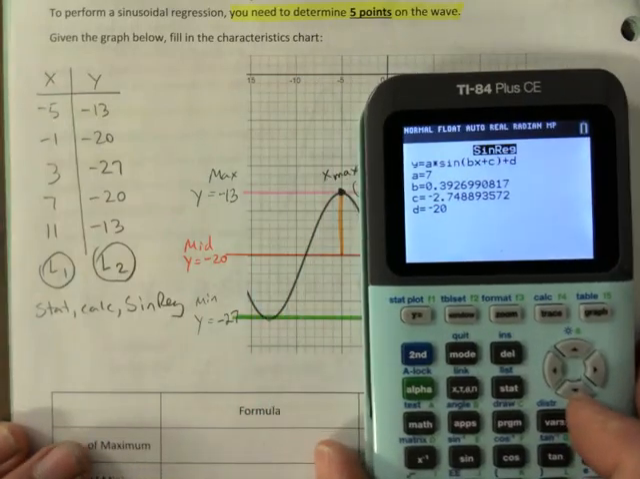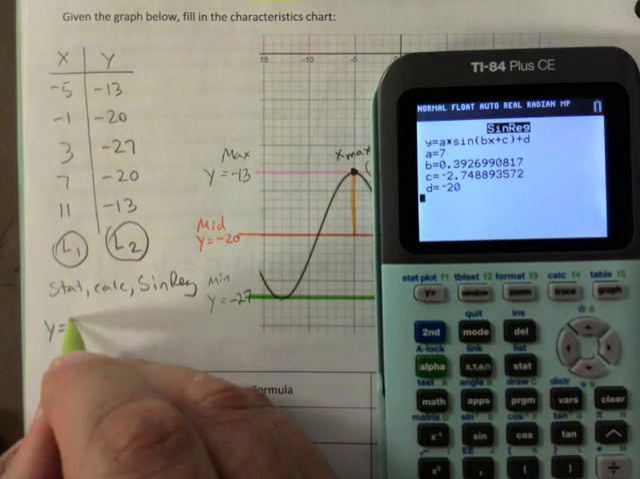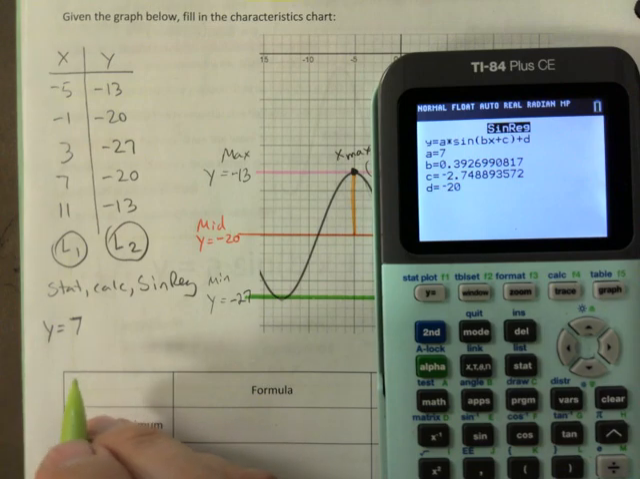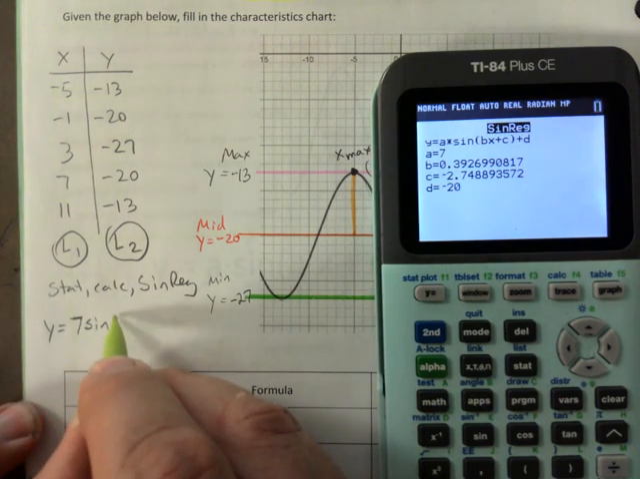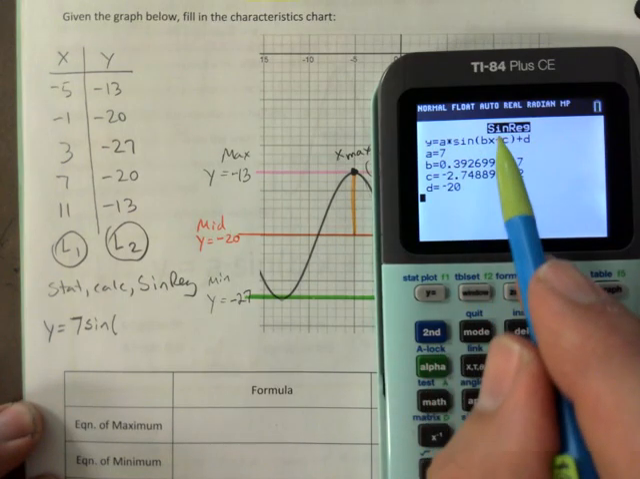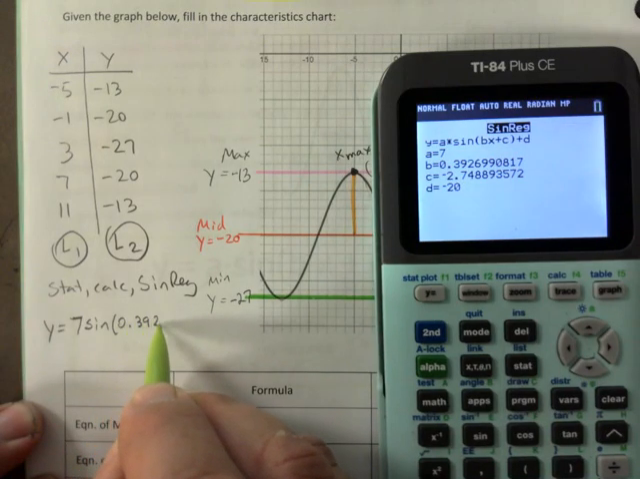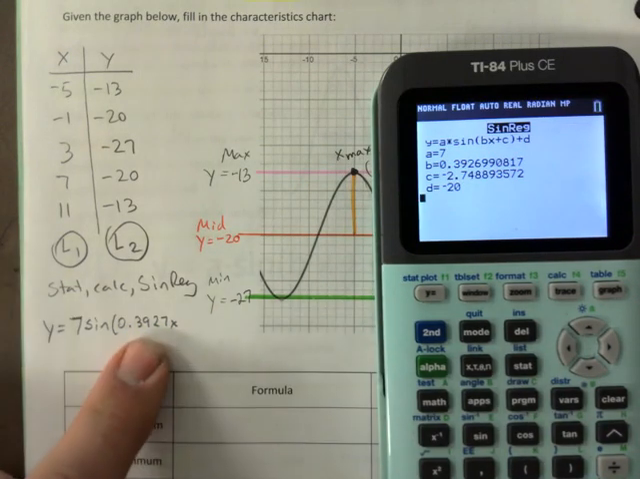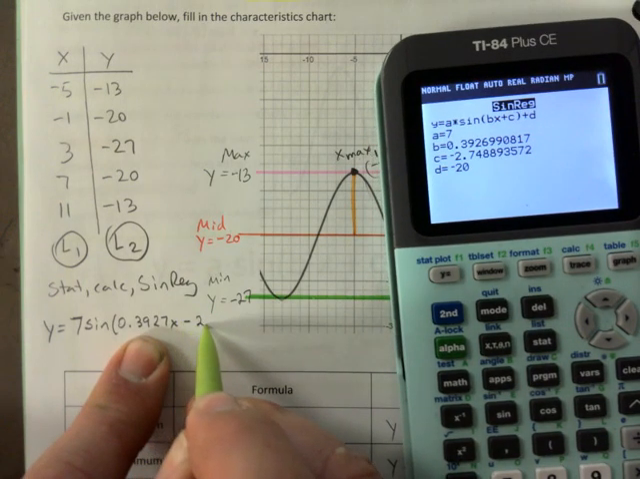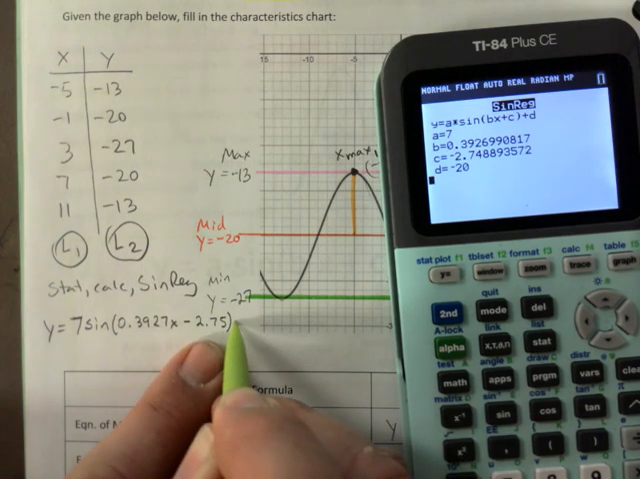Let's see if we can confirm some things here of our findings. Would we expect our A to be 7? Our amplitude is 7, correct? Okay, we're doing good. Sine, you just basically copy, it has the format up here, and you just insert the numbers. So we're going to go 0.3927x. I go 4 decimals for the b value, minus 2.75, close brackets, minus 20.